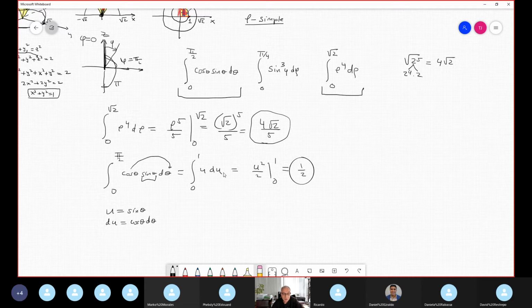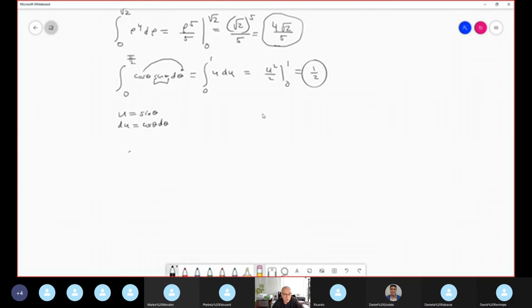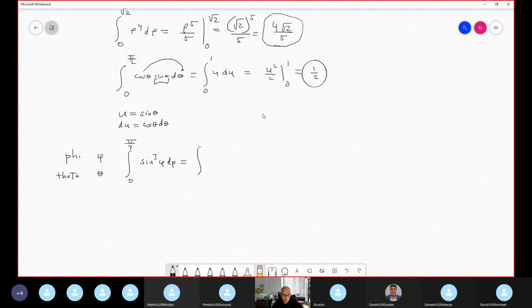Okay, now let's go to the last one, because it's the most complicated. It's the integral from 0 to pi over 4 of sine cubic phi d phi. This letter is phi. Okay? This letter is theta. But this is phi. Now I try to break it down: sine cubed as sine phi sine squared phi d phi.